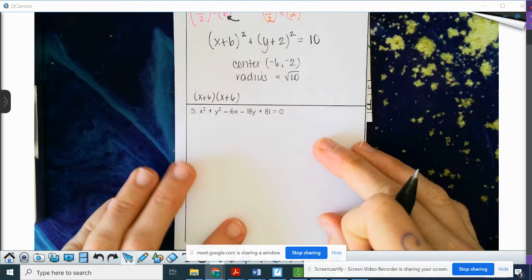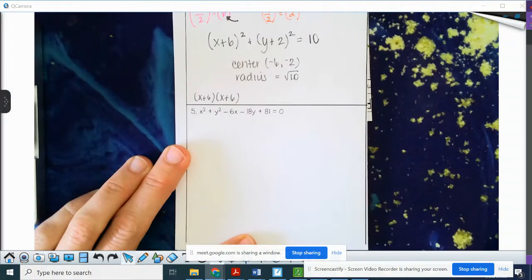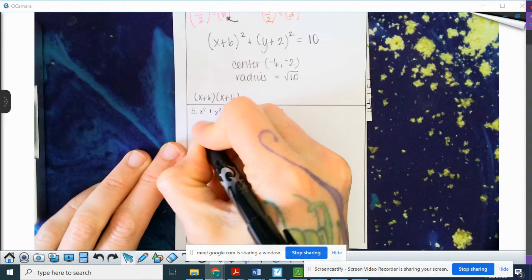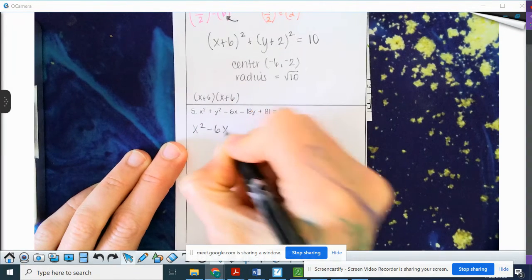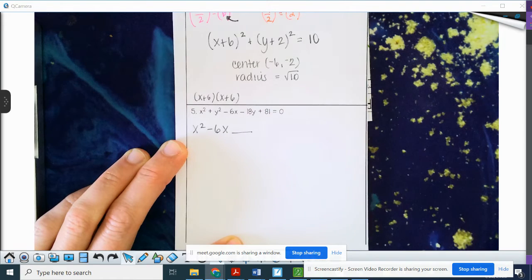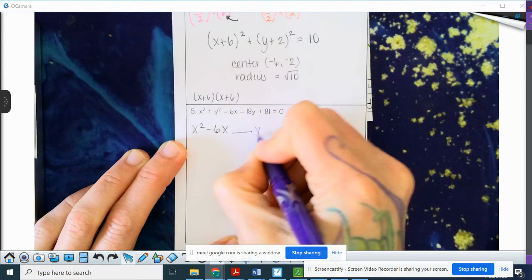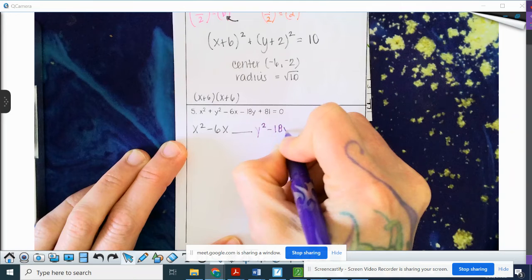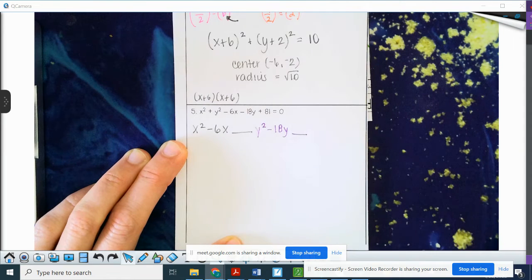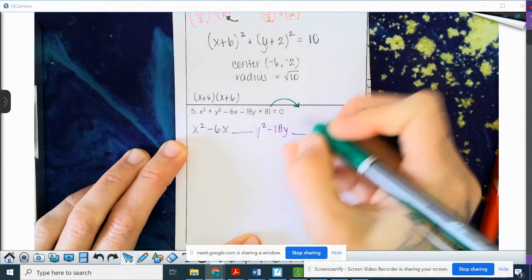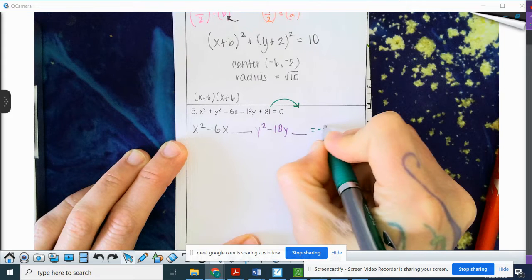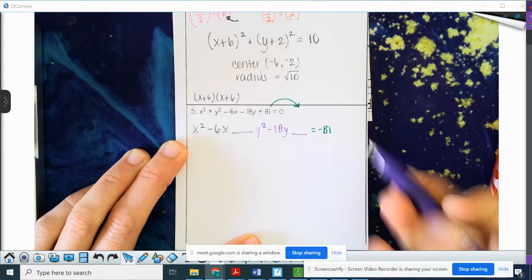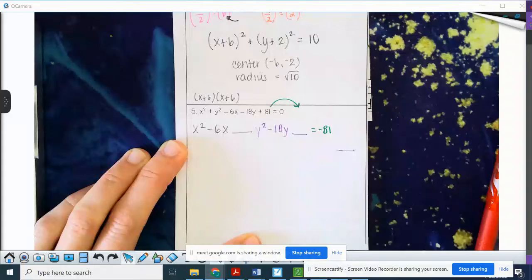So to do it again, first and foremost, group your x's and your y's with a blank. y squared minus 18y with a blank. Move our constant over so it becomes negative, or the opposite of whatever it was. And then remember, you have a purple blank in this case and a black blank, so one of each, one for x, one for y.